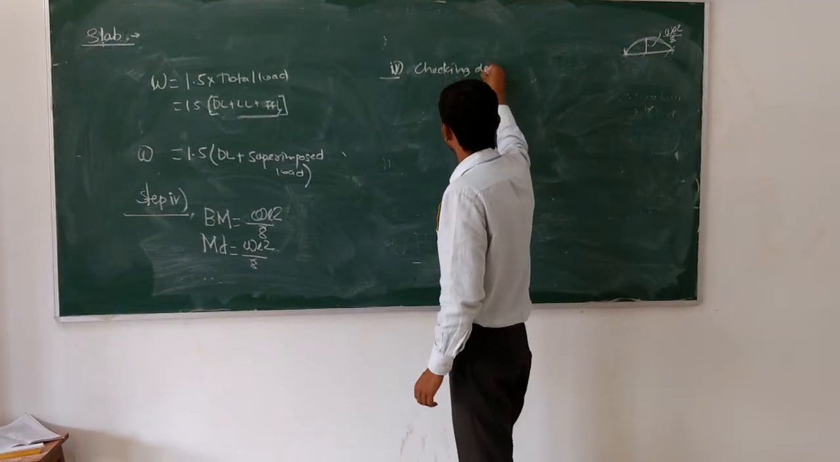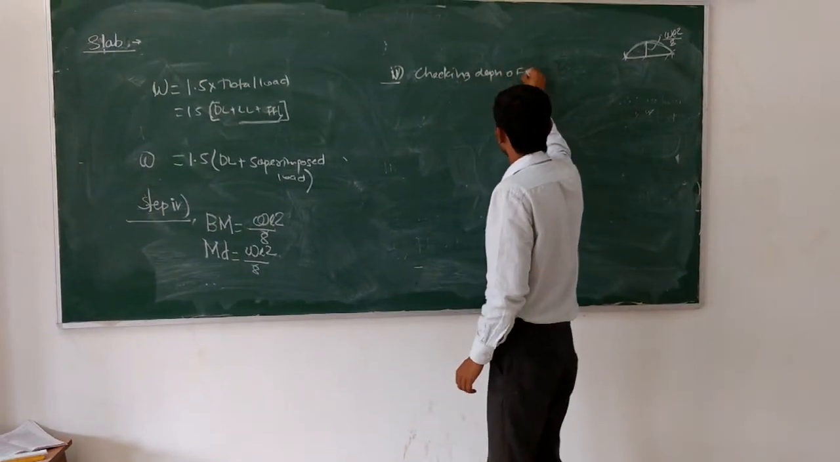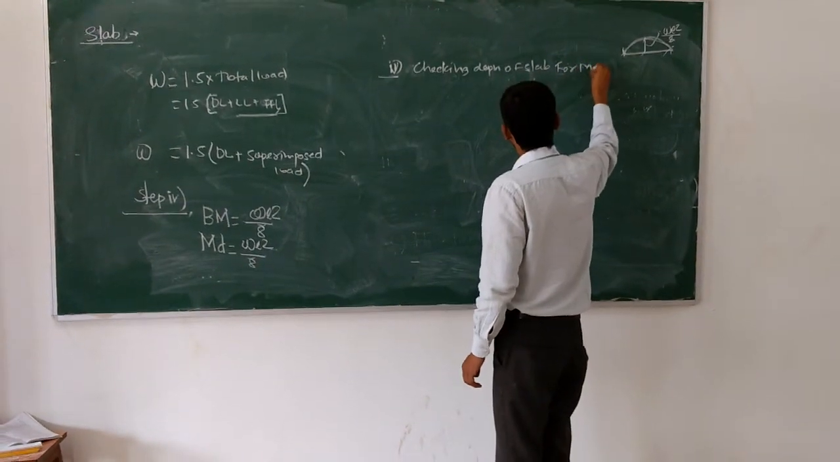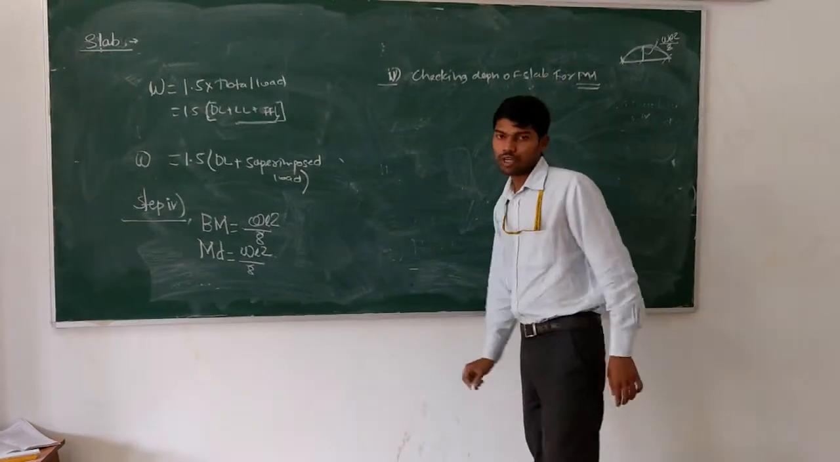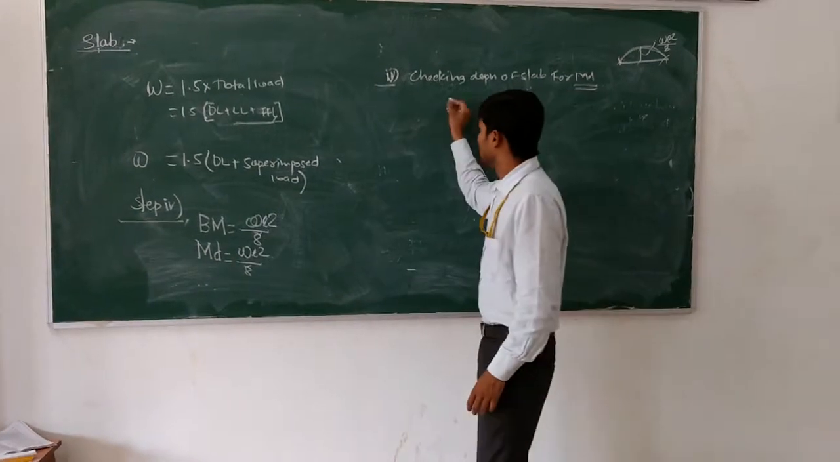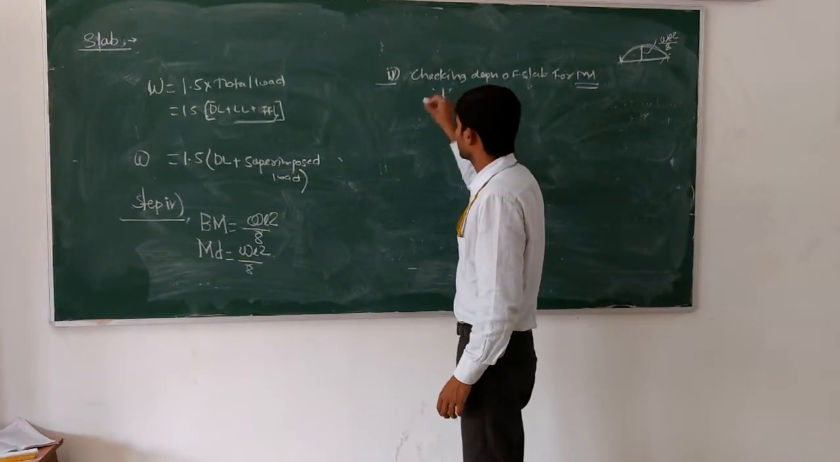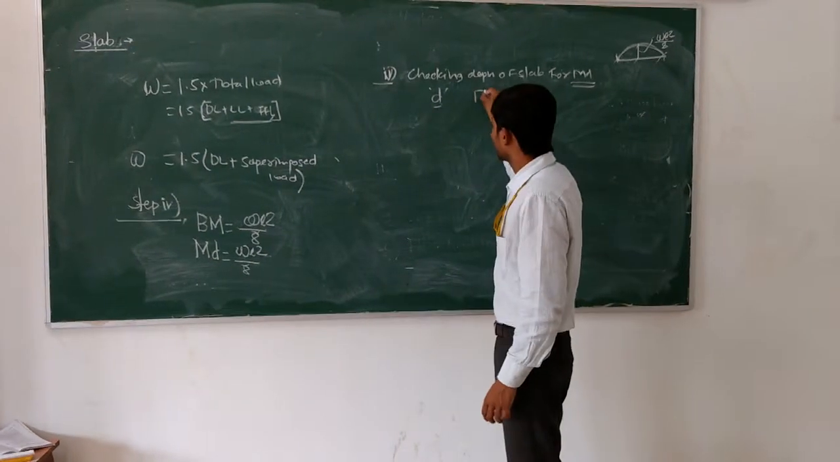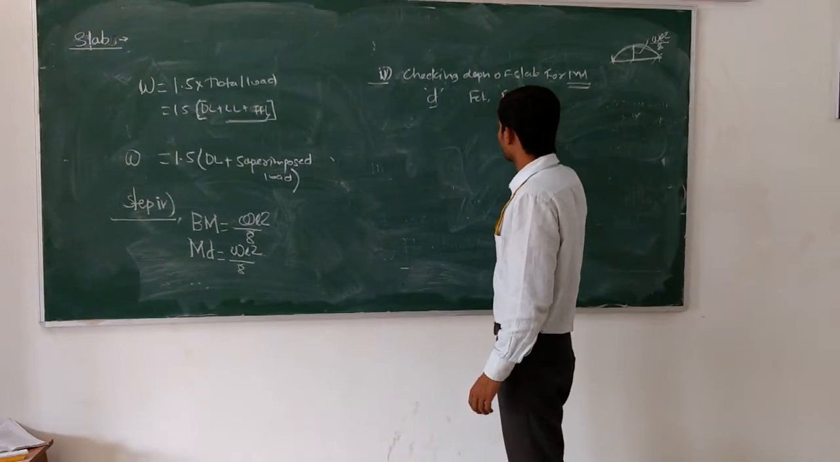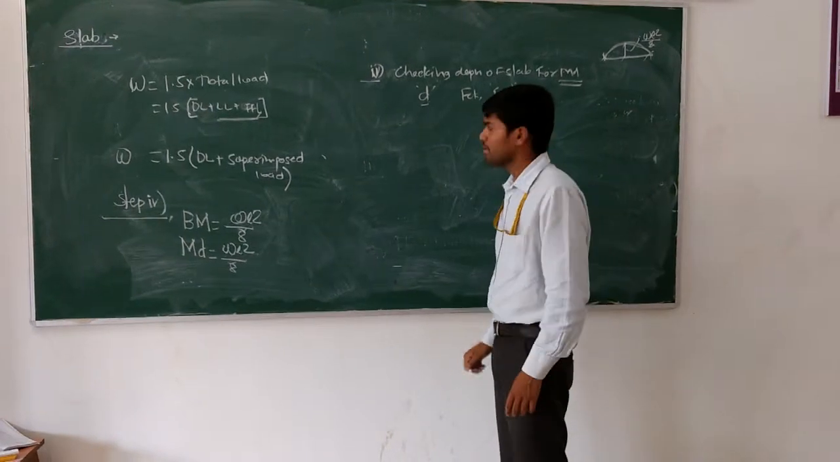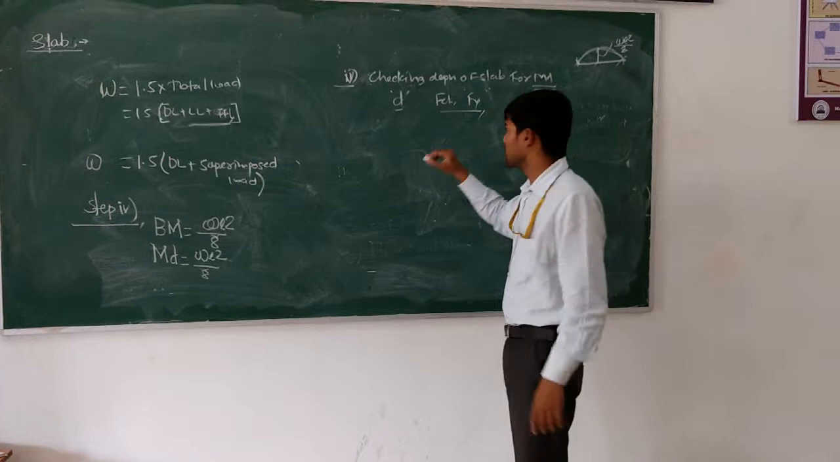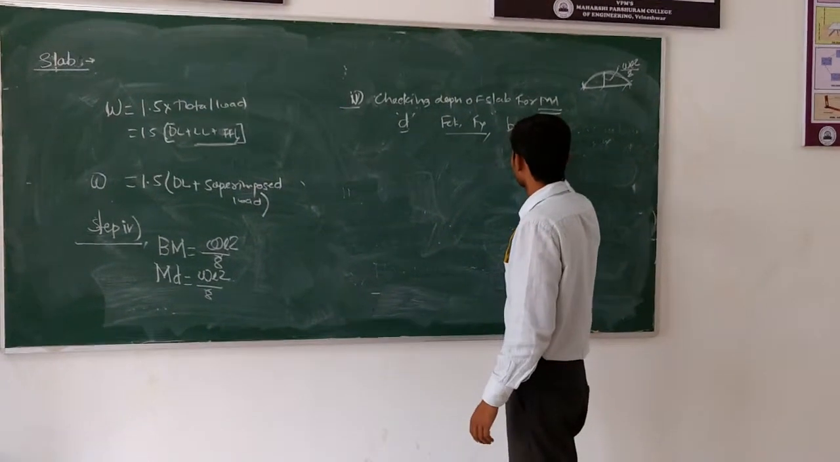Checking depth of slab for design moment MD. So how to check it? We know the depth of slab that we have taken as a trial depth D. We know the grade of concrete, we know the grade of steel Fy, and we have considered the unit width of slab, that is b equal to 1000 mm.